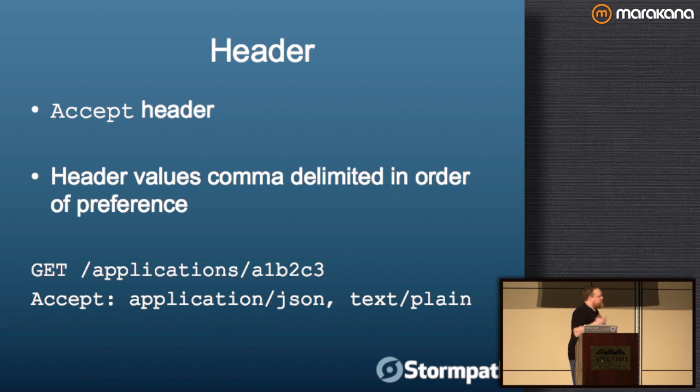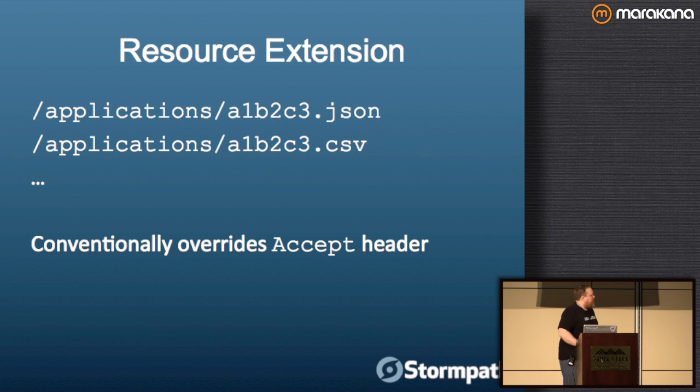We see resource extensions sometimes on actual URLs. By convention, this overrides the Accept header. So if a client says, hey, give me application/xml, but you see .json on the resource URL, you should return JSON back. The reason is that the URL is ultimately the most important part of the overall request, and so it trumps an Accept header, at least by convention.